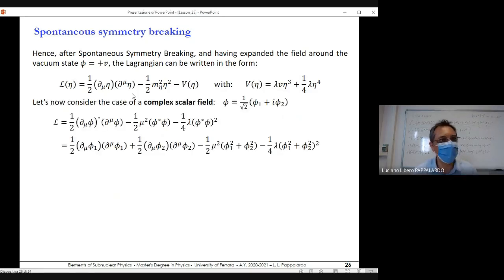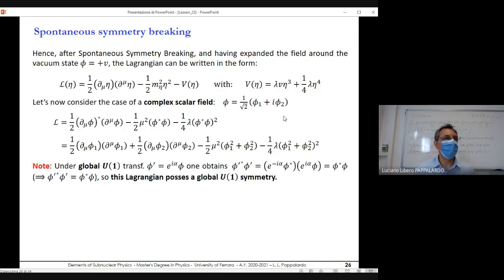Let's now complicate our life and let's now consider a complex field, okay? So our field phi is now given by two real fields which altogether form a complex object. So phi 1 plus i phi 2, okay? So in this case now the Lagrangian would look like this. Since this is a complex number, we have to take into account now the complex conjugate here, here and there, okay? Now, we substitute this field into the Lagrangian, and at the end we obtain something like this. So this is the starting point. We have a kinetic term for phi 1, a kinetic term for phi 2, and then we have a quadratic term for phi 1 and phi 2, and a quartic term.